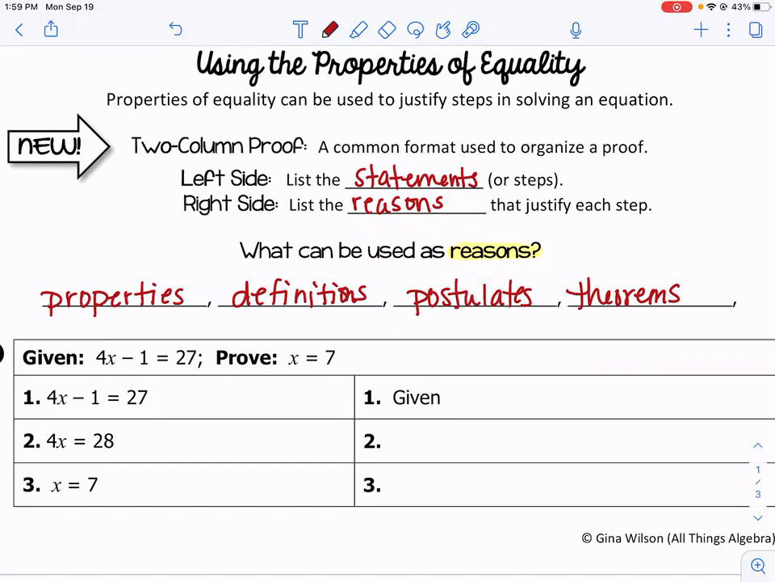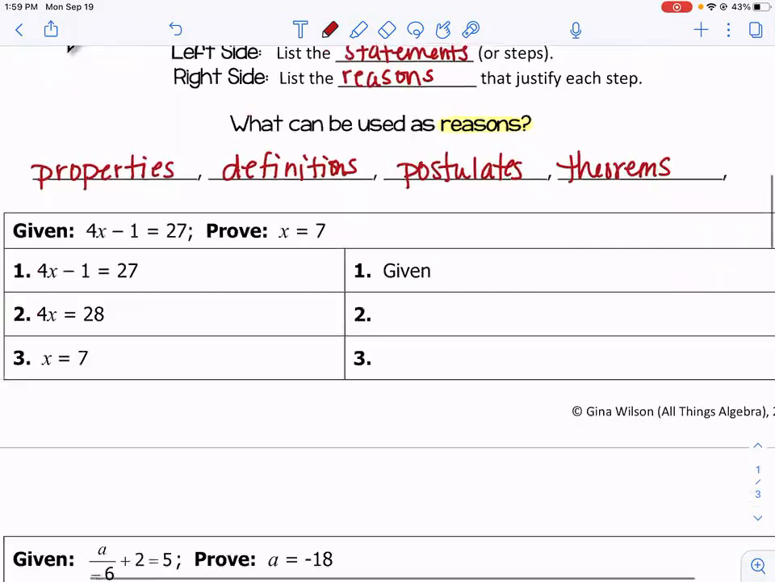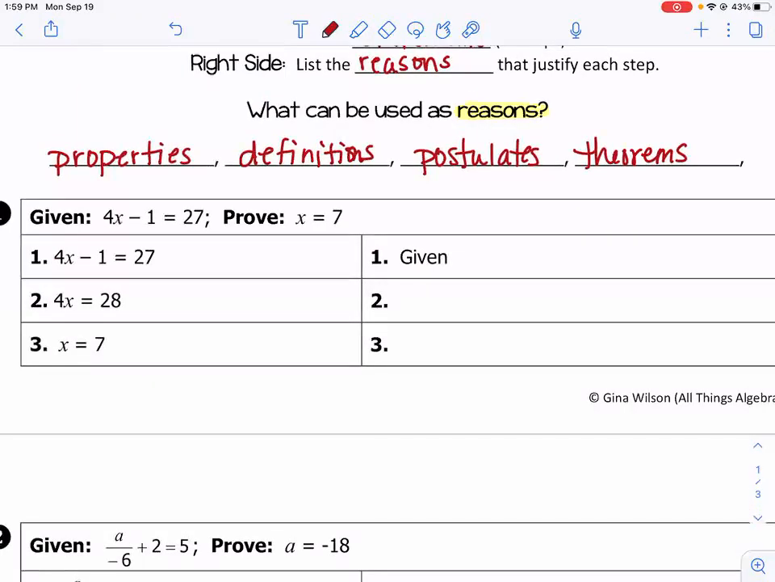So here's an example of a proof. You are always going to be given something, and I'm going to ask you to prove something. So here is what you're given. 4x minus 1 equals 27. And we're trying to prove that x equals 7. So let me give you something that's really nice. Your very first step is always the given. Your very last step is what you're trying to prove. You're trying to go from here to here.